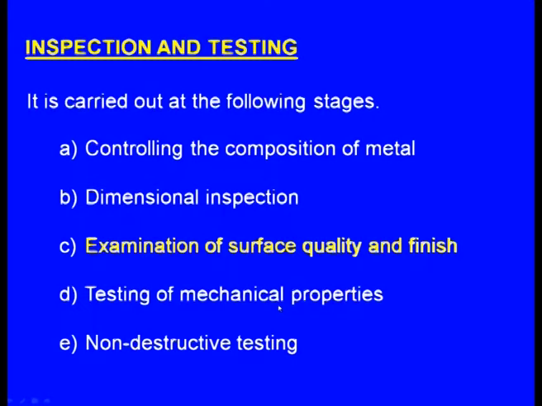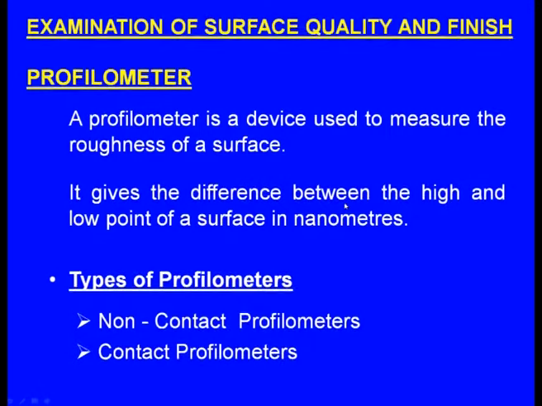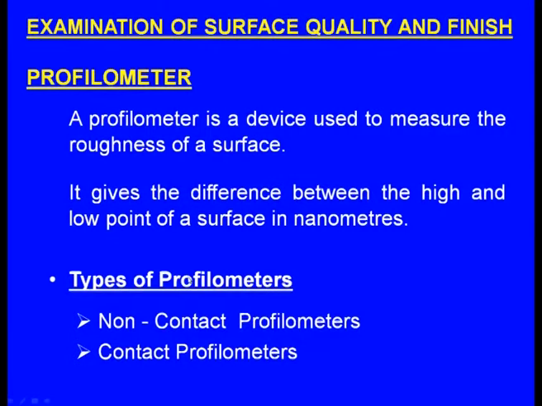Next one, examination of surface quality and finish. This is carried out using a profilometer. A profilometer is a device used to measure the roughness of a surface. It gives the difference between the high and low point of a surface in nanometers. There are two types of profilometers. One is the non-contact profilometer and the other one is the contact profilometer.